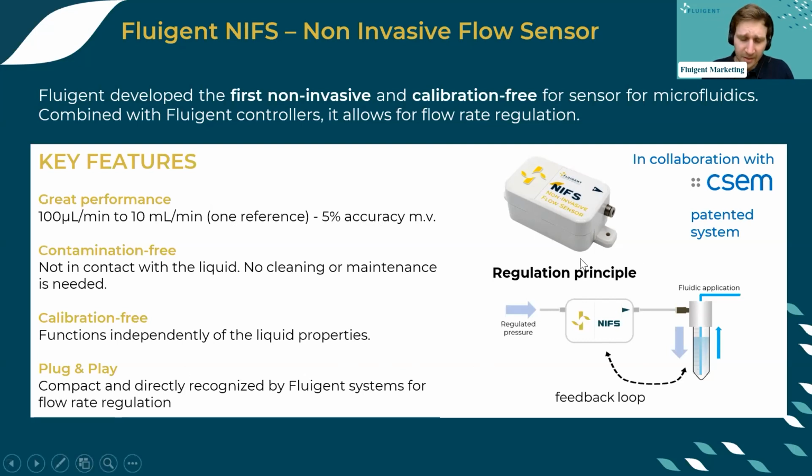As you can see on the working principle, the NIFS is put on the pneumatic path of the system. So if you're using a Fluigent pressure controller, you have a regulated pressure that comes here and then goes through the NIFS, and then it goes to the fluidic application. So you pressurize your system and then you inject, and the flow rate measurement is made at the pneumatic part and not in the fluidic part.